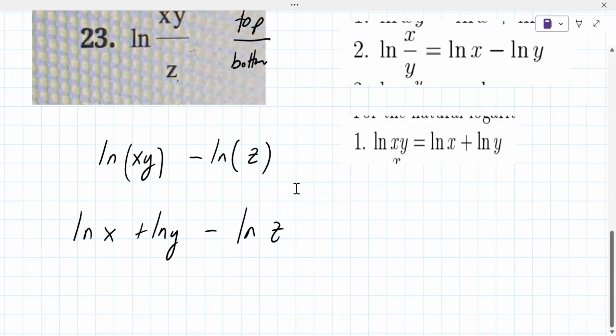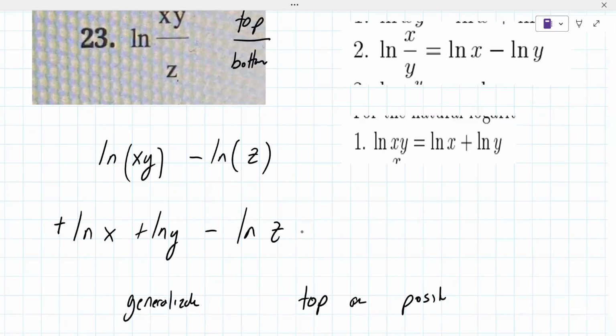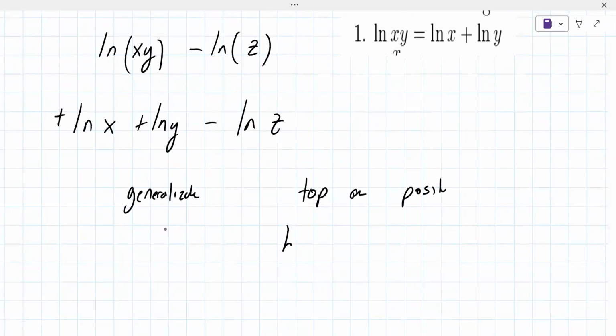So this leads to a generalization, which is that things on the top are positive, meaning there's a plus in front of them. See how the x is on top, plus natural log of x, y is on top, plus natural log of y. And things on the bottom are negative, but really that means subtraction. See how there's a negative in front of the natural log of z?